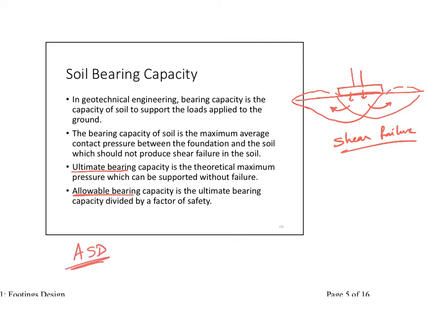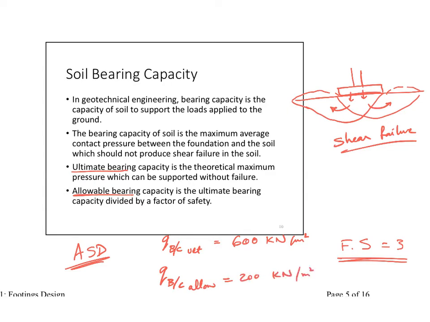So what happens if I tell you, for example, the bearing capacity, this is the ultimate now, is 600 kilonewton per meter squared? That means when I reach the load that makes the stress equal 600, I will fail the soil, definitely. I say, okay, give me a factor of safety equals 3. Then I design for a bearing capacity, this is allowable now, equals 200 kilonewton per meter squared.